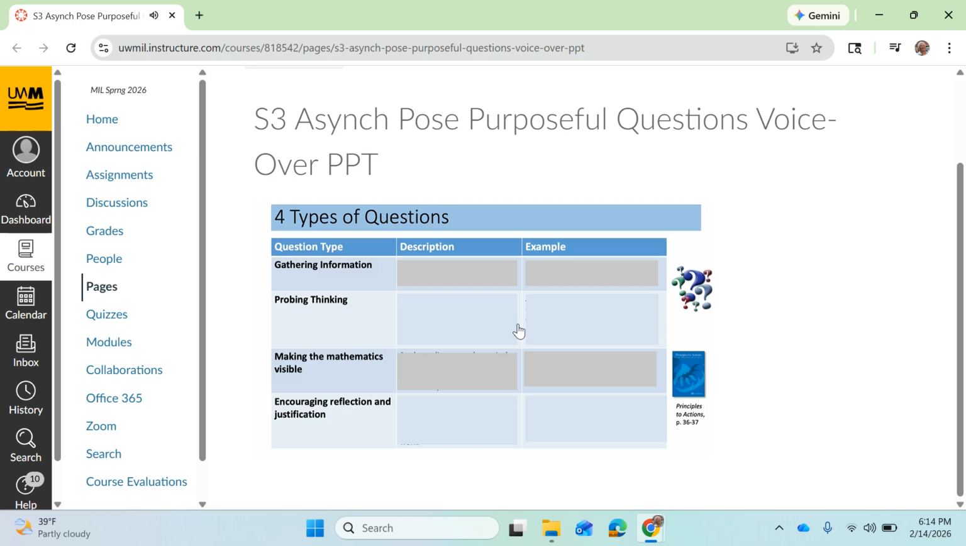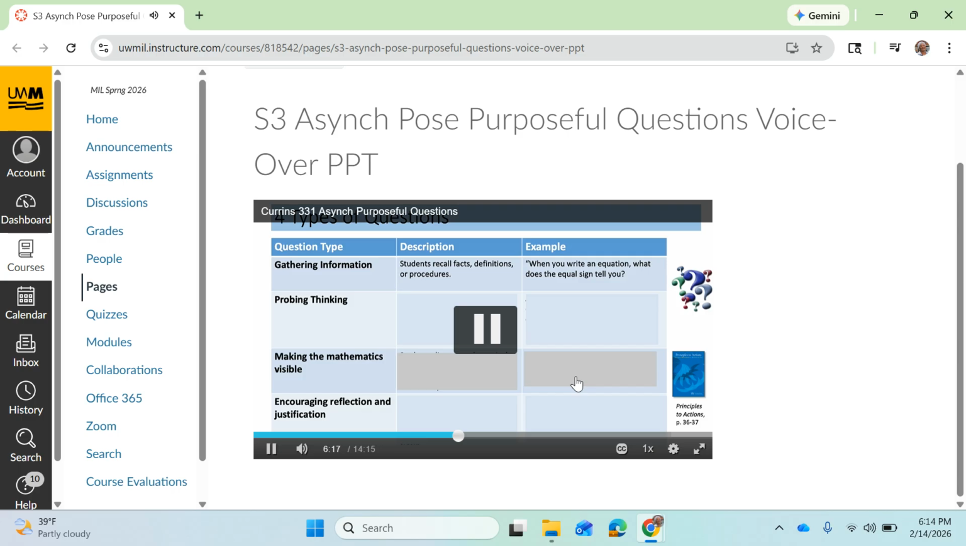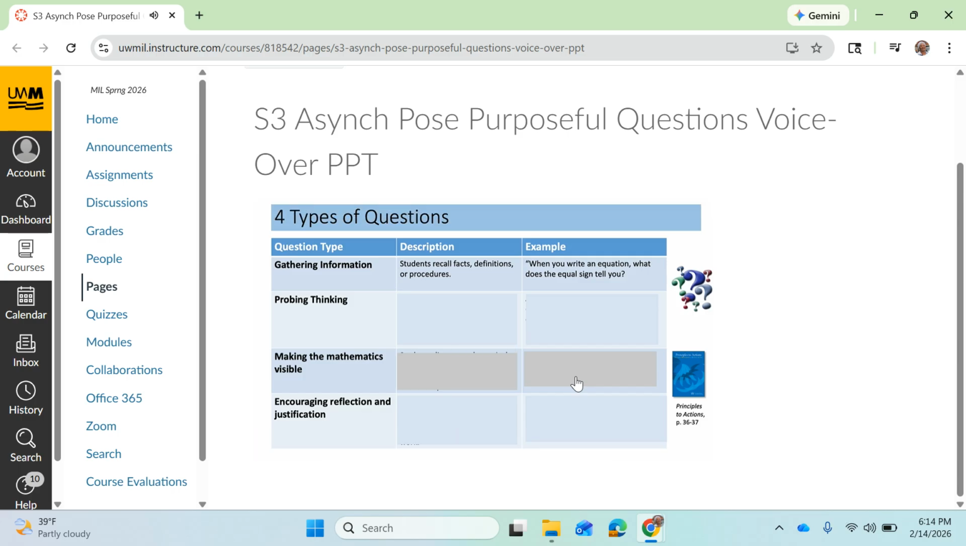So gathering information, our first question type, is really a situation where we're asking students to recall facts, definitions, or procedures. It's not automatically low level though. As you look at our example, it says, when you write an equation, what does the equal sign tell you? You all hopefully know this from doing your interviews, that this actually can be an important question that is giving you key information to what a student is thinking. So don't assume that gathering information is only fitting within that IRE questioning pattern. We absolutely have to gather information even within a focusing pattern.